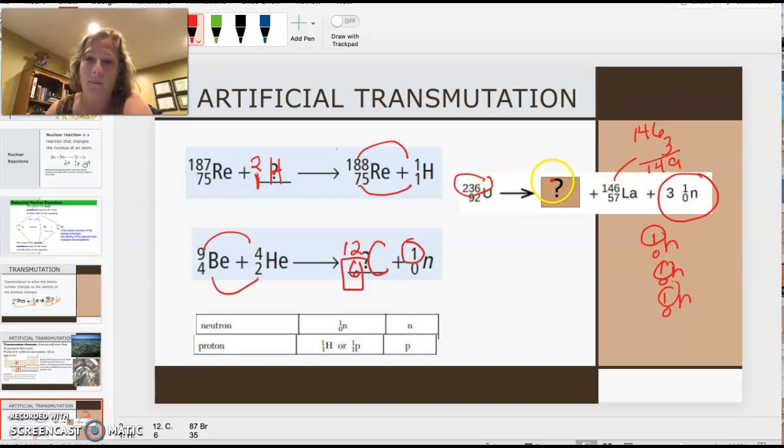So I believe it's 87. Let me check. 149, 87 would give me, yeah, that works. And then for the atomic number, I don't have to worry about the 3 neutrons because the atomic number of a neutron is 0. So I have 57, and I need it to be a total of 92 to match this side. So 92 minus 57 is going to give me 35. And then when I look on my periodic table, I figure out that that's bromine.